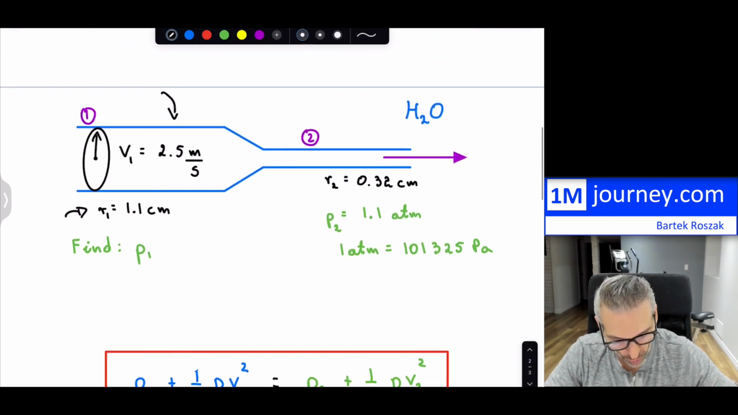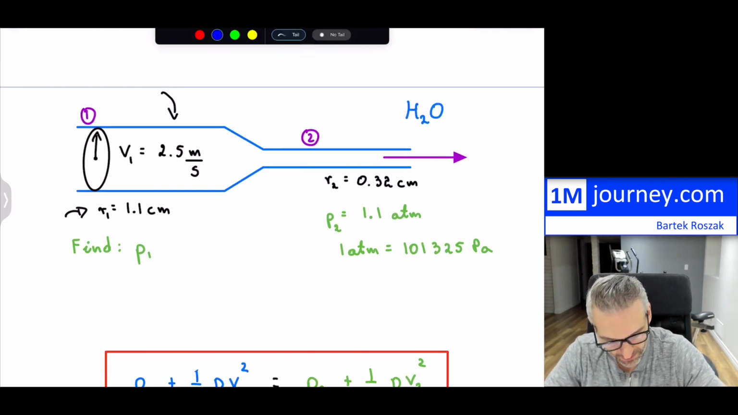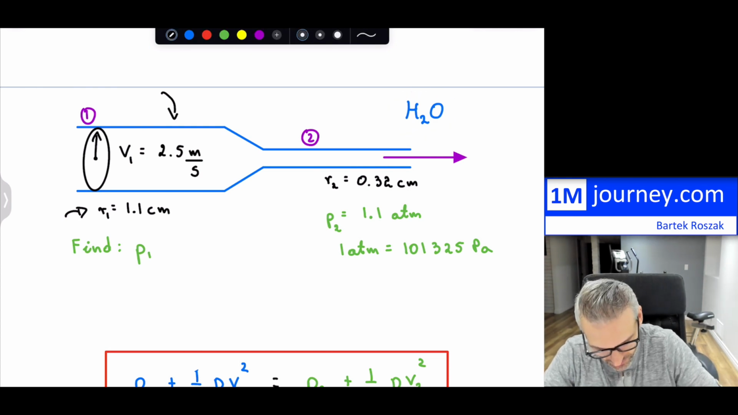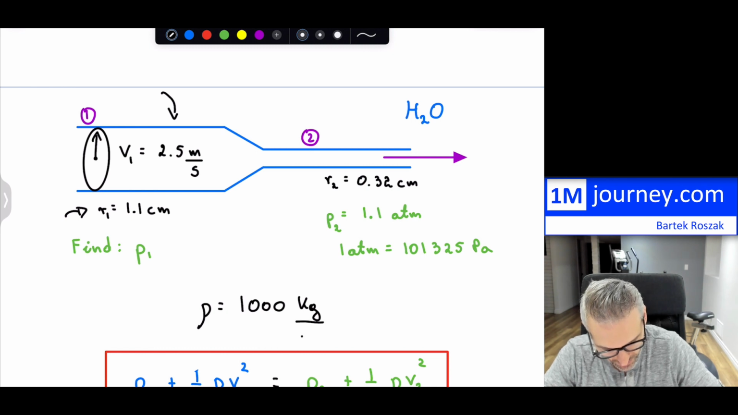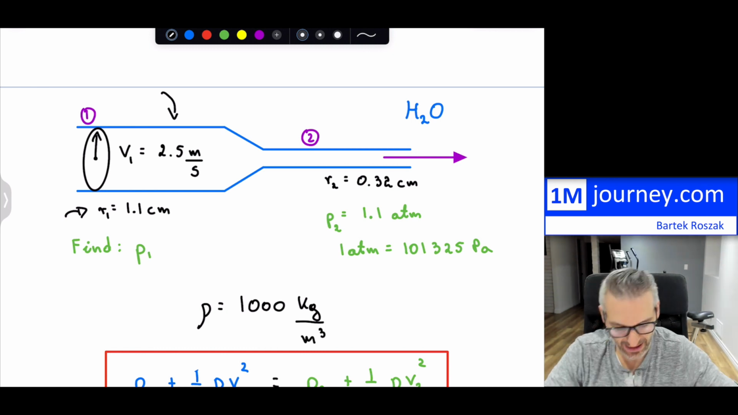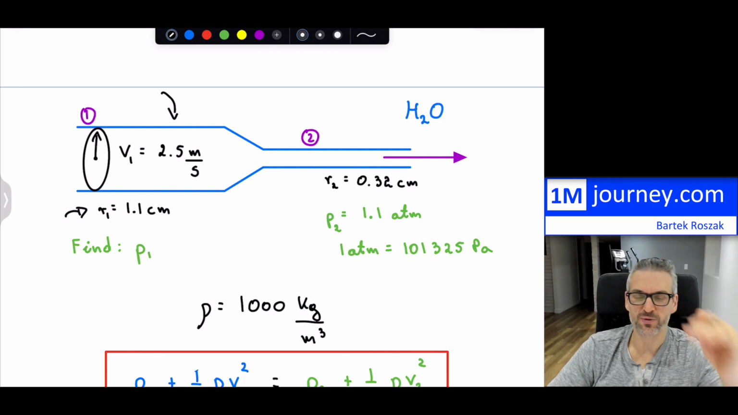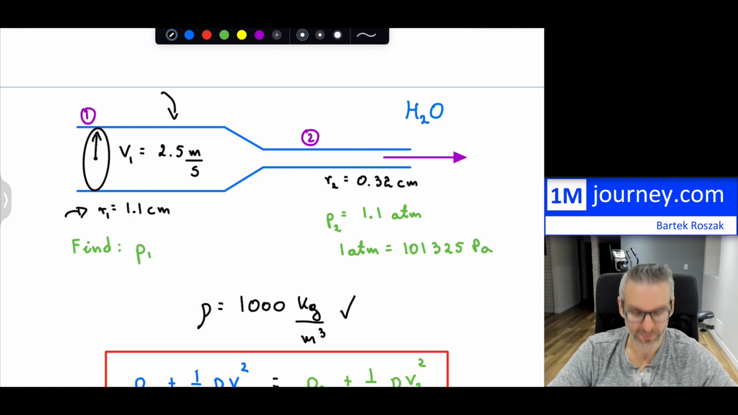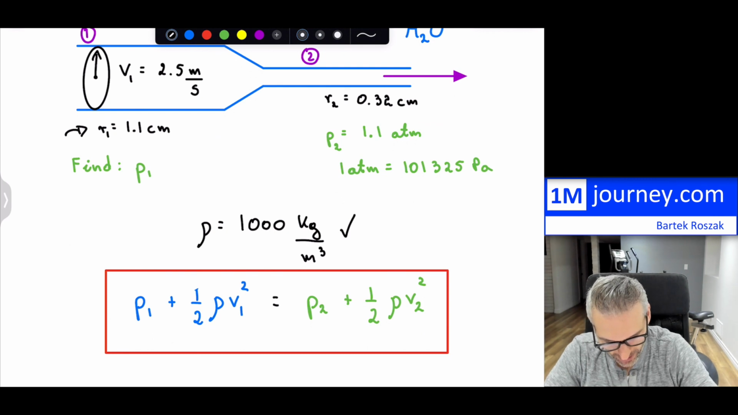Now, notice that it mentions we have H2O, so this is water. For water, we'll assume our standard density, which is 1,000 kilograms per meter cubed. So that's the density of water. I believe it was at 4 degrees Celsius or something around there, but that's what we typically assume if it's not given to us. All right, so we have the density in here. Well, that's one of the components that we have.